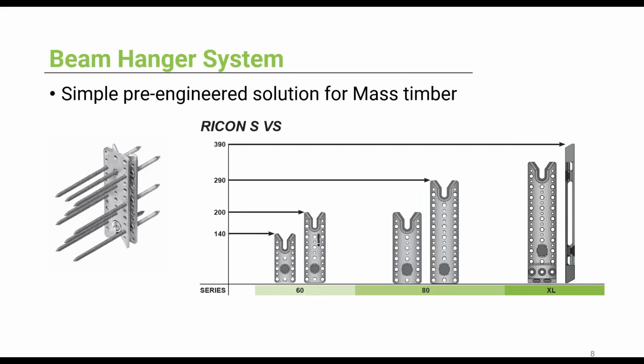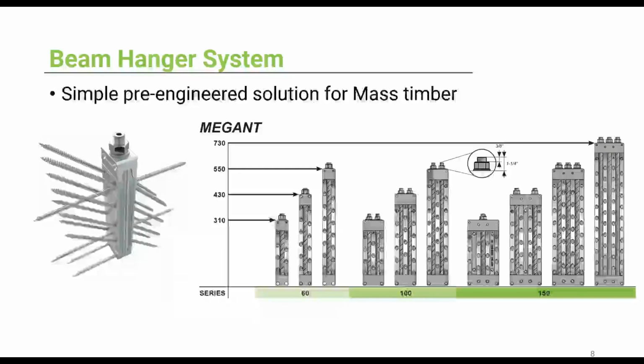So this system has the capability to be used in a double and staggered configuration, and that increases the connection capacity overall. And finally, the third one is the Megant system. This is the biggest beam hanger, and it does have a little bit more components to it. So like the bottom and the top clamps, and they'll have a rod running through the connector. So it can withstand loads between 8 kips to 33 kips.